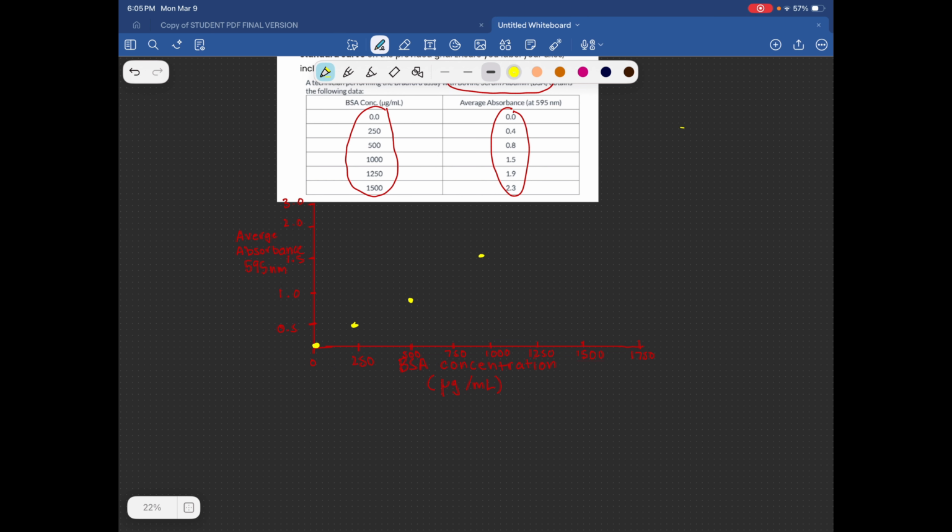That looks like it's about right. At 1250, we get 1.9, so we'll come over here. And then at 1500, we get about 2.3.